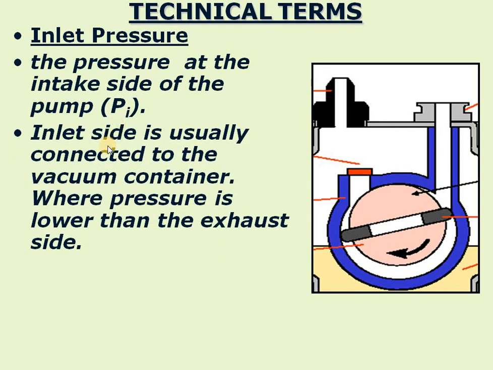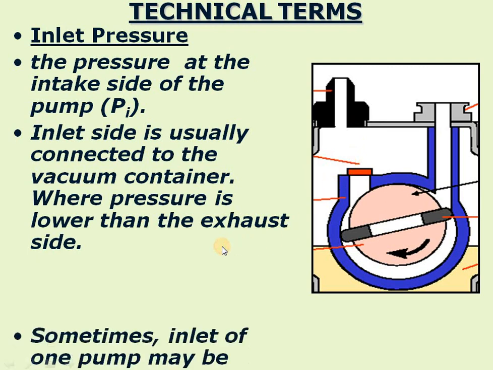Then the intake side is usually connected to the vacuum container where pressure is lower than the exhaust side. So, this is that point which we usually connect to the container or vacuum chamber or maybe an accelerator, maybe a thin film depositing chamber, or anything like that, a cathode ray tube, anything like that. So the inlet side will always be connected to the vacuum container or device, wherever you want to create vacuum, and where pressure is lower than the pressure at the exhaust. That must always be clear.